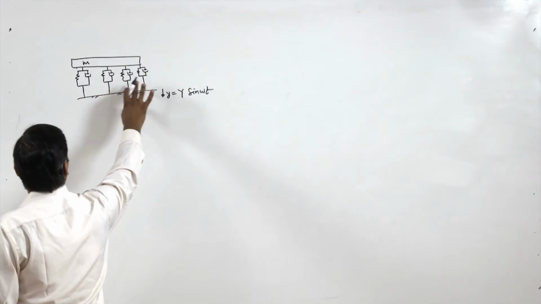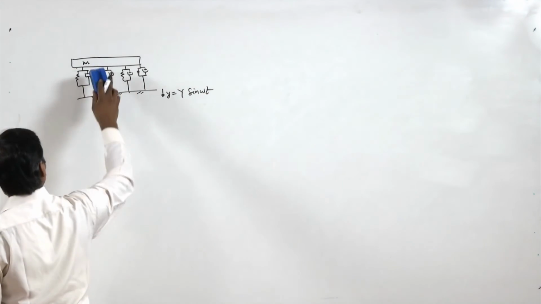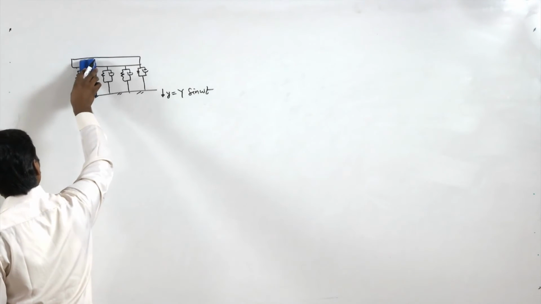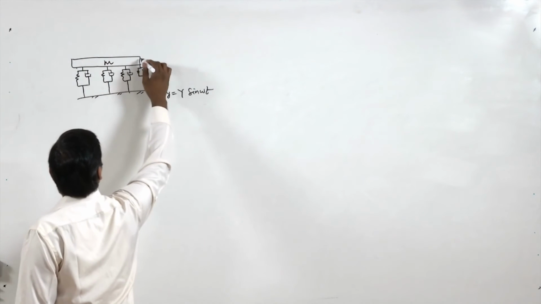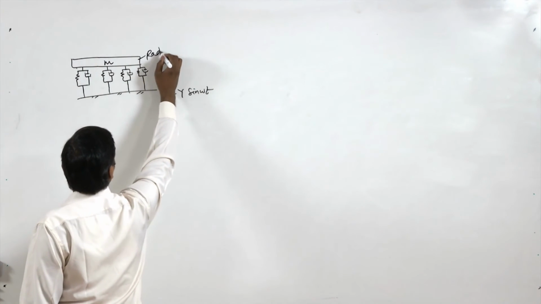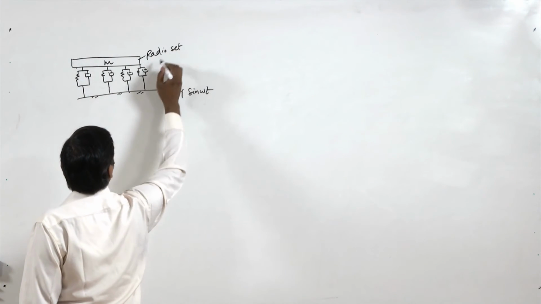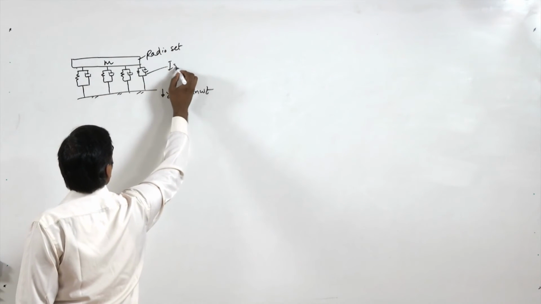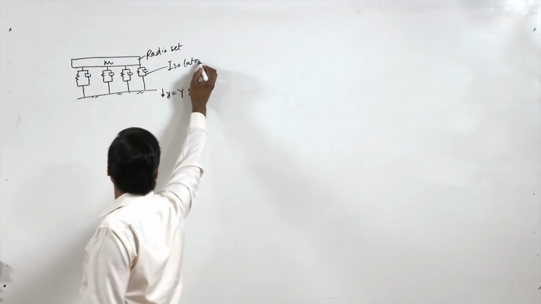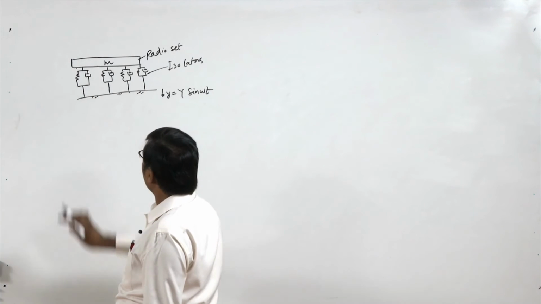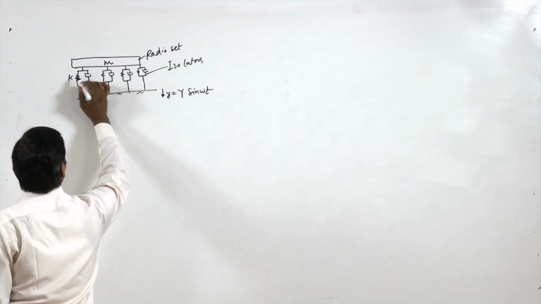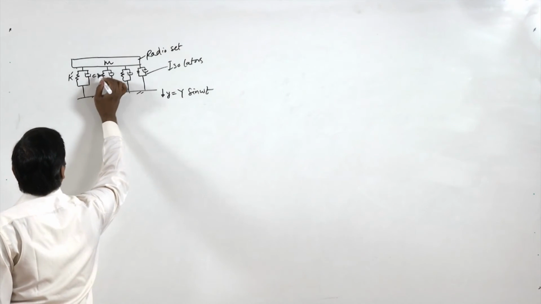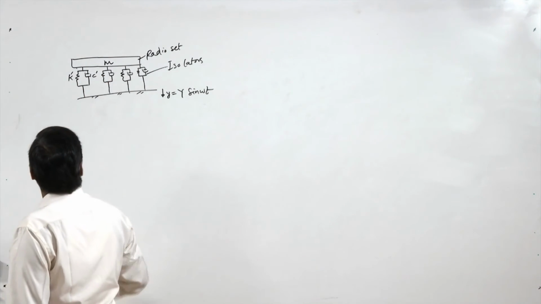Okay, so we have 4 identical isolators here, and this is mass m, this is the radio set, and these are isolators. So, 4 identical isolators, and each has some k' and c' values each.